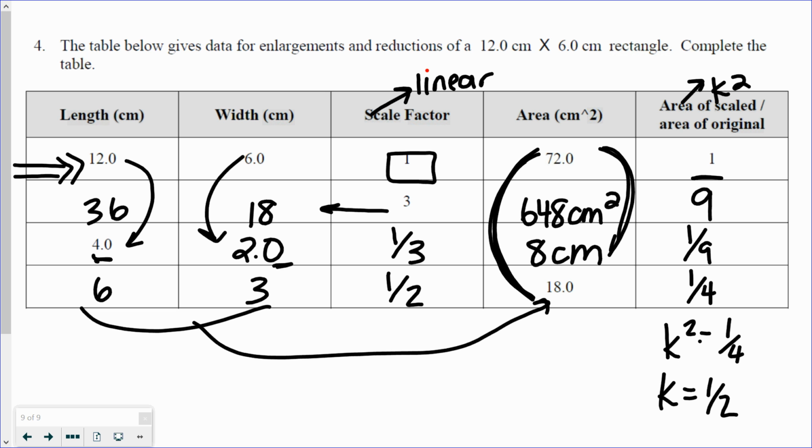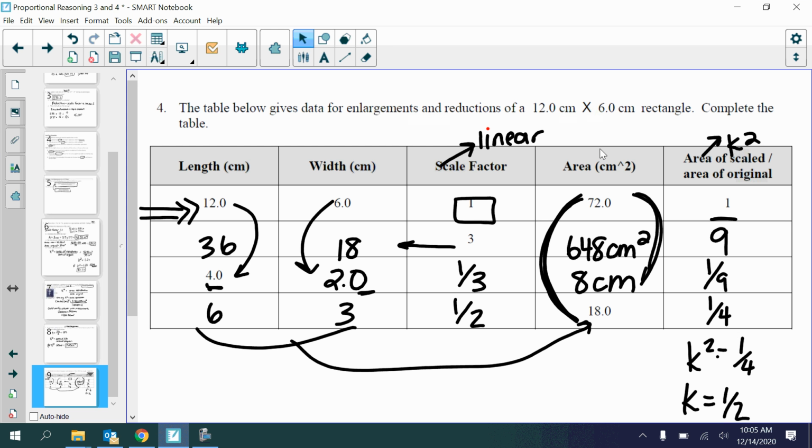So that, my darlings, is linear scale factors or scale diagrams, and then into two-dimensional shapes, so looking at area as well. Tomorrow's lesson will be on 3D shapes. It should be a short one, and then you'll have some time to work on some assignments and stuff.